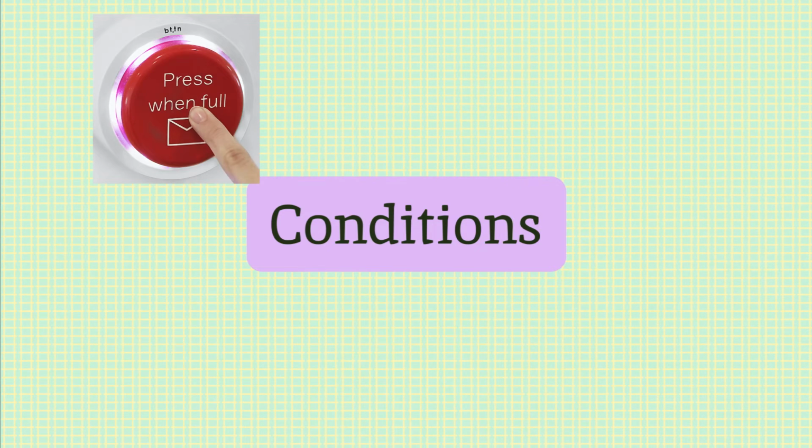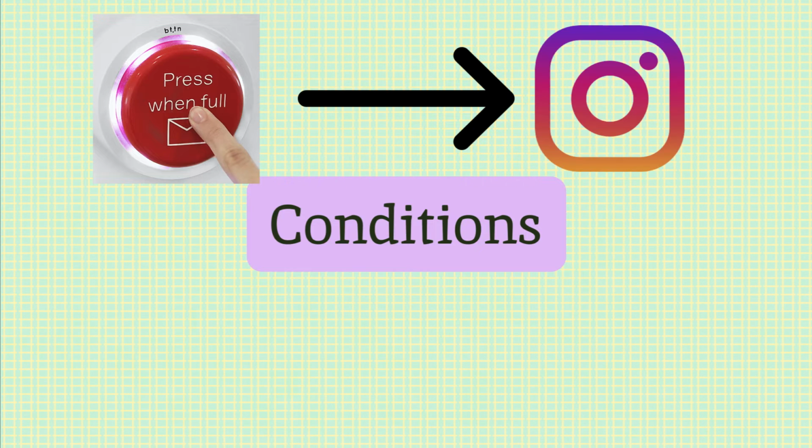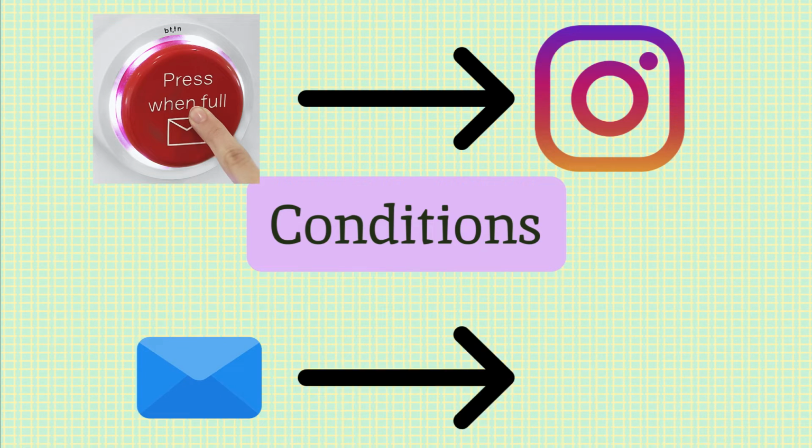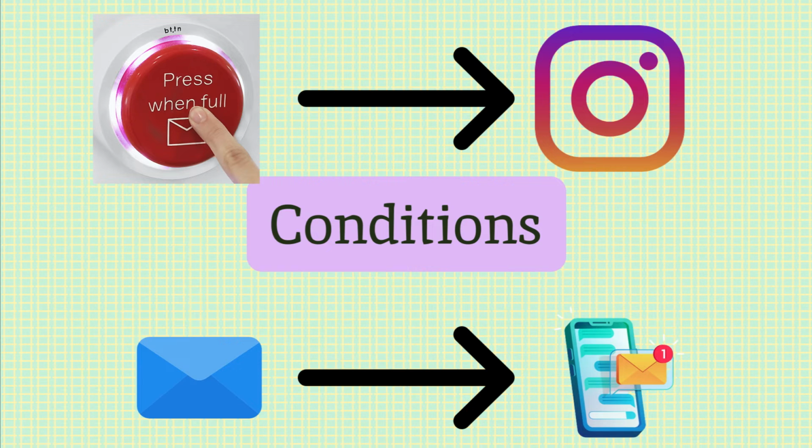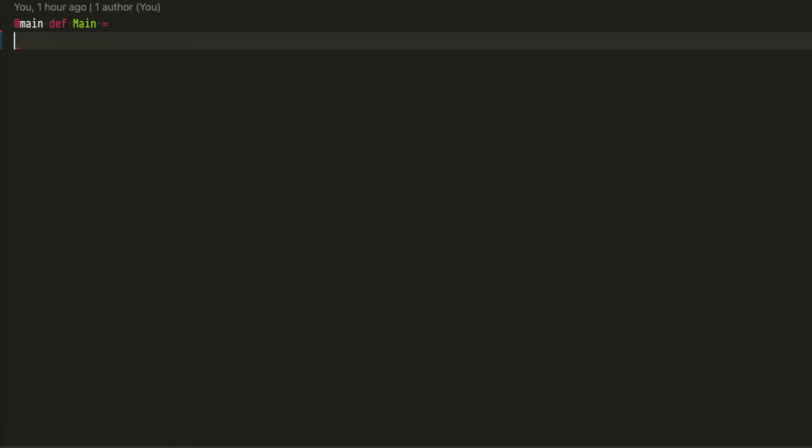Most programs work with stuff that needs to happen on a certain condition. If the button is pressed, then the post needs to be sent to Instagram. If a new message is received, then show the user a new notification. Conditions are everywhere in programming. In Scala, we express conditions using the if statement.